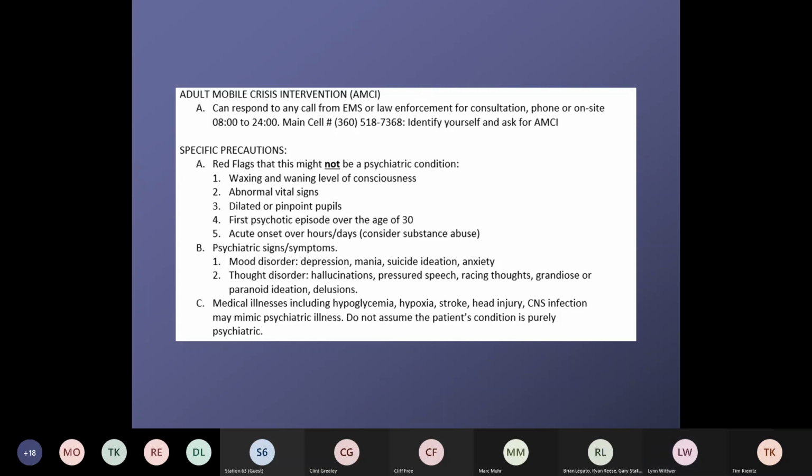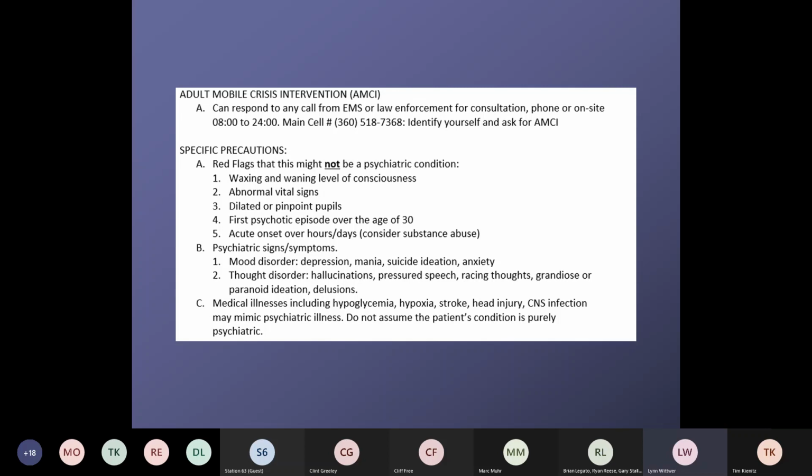Now, we have an adult mobile crisis intervention team. I talked to them yesterday just to inform them of a patient that might be a problem. They can respond to any call from EMS or law enforcement for consultation or an on-site visit. As a rule, in the urban and close-in suburban portions of Clark County, they will take about 20 minutes to get to you, but they can be called out to help evaluate a patient.